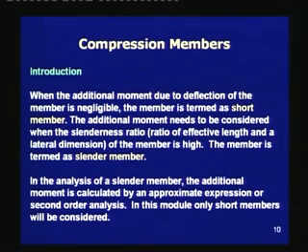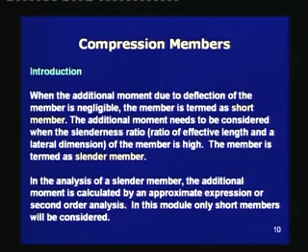When the additional moment due to deflection of the member is negligible, the member is termed as short member. The additional moment needs to be considered when the slenderness ratio of the member is high. The slenderness ratio is the ratio of effective length and lateral dimension. This type of members are termed as slender members, where the additional moment needs to be considered. In the analysis of a slender member, the additional moment is calculated by an approximate expression or second order analysis. In this module, only short members will be considered.